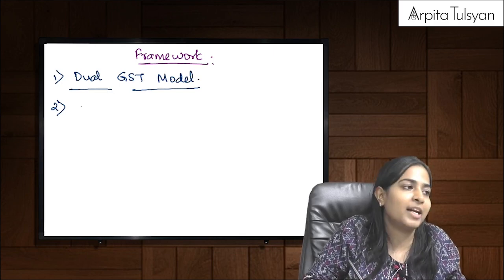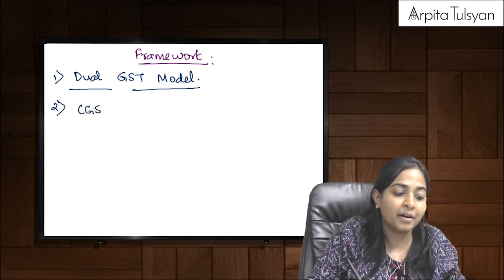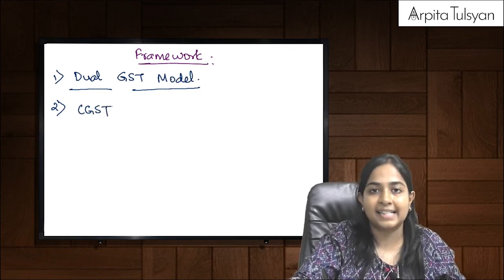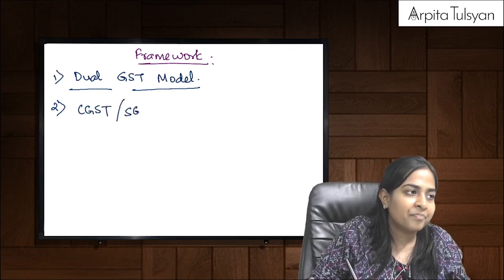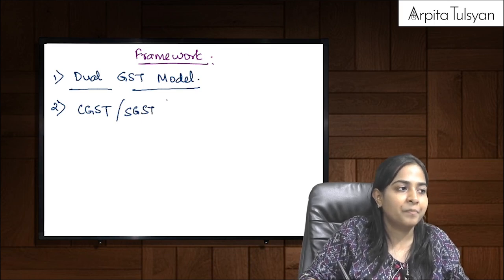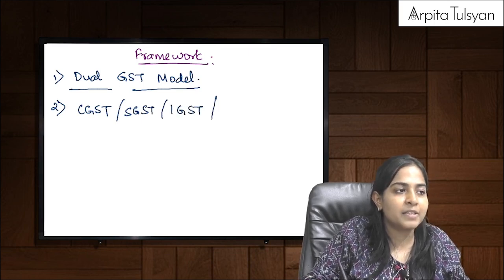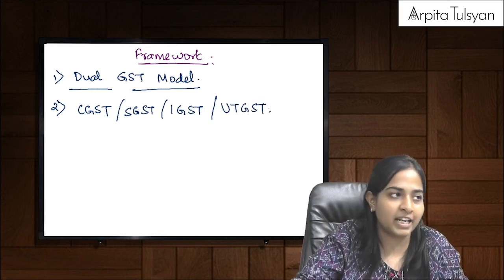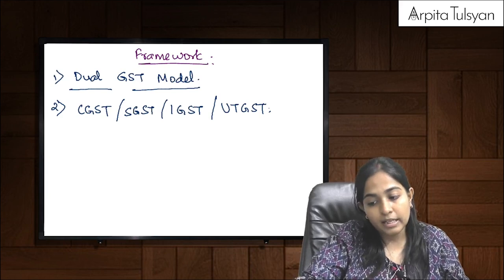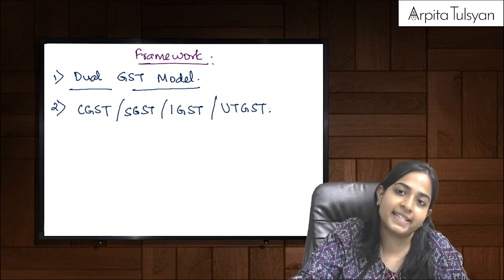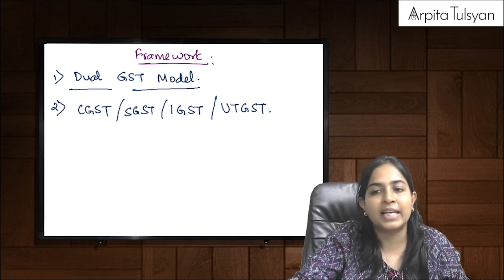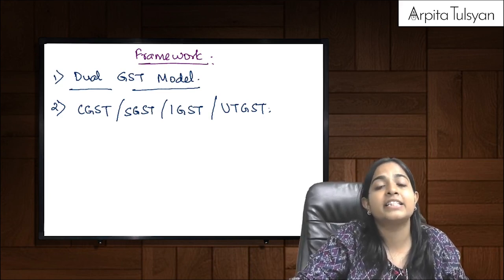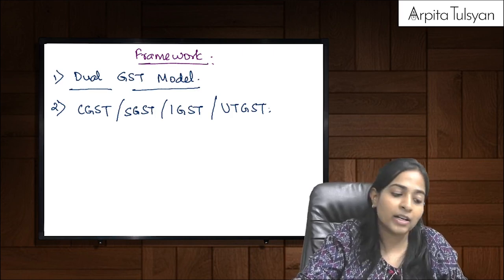Now let's try to understand some more. Remember the names of the acts. CGST was there, SGST was there, IGST was there, and UTGST was there. These were the laws that we had studied. Now, these are also the names of taxes: Central GST, State GST, Integrated GST, Union Territory GST. These are also the names of taxes.